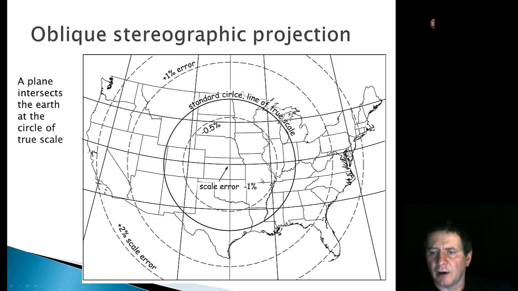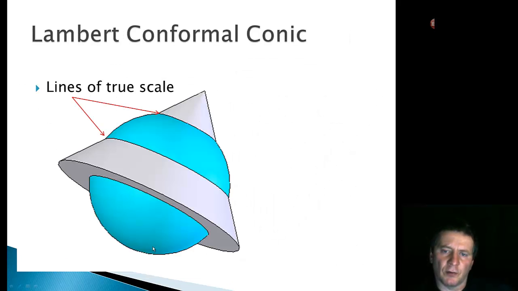Typically Antarctica or the northern area, we use this projection. Don't really use it very much for the United States, but this gives you an idea of what it would be. If we sliced through a plane right here, the scale would get smaller as you come in, down to 1%, and then 1% and 2% as you expand out.